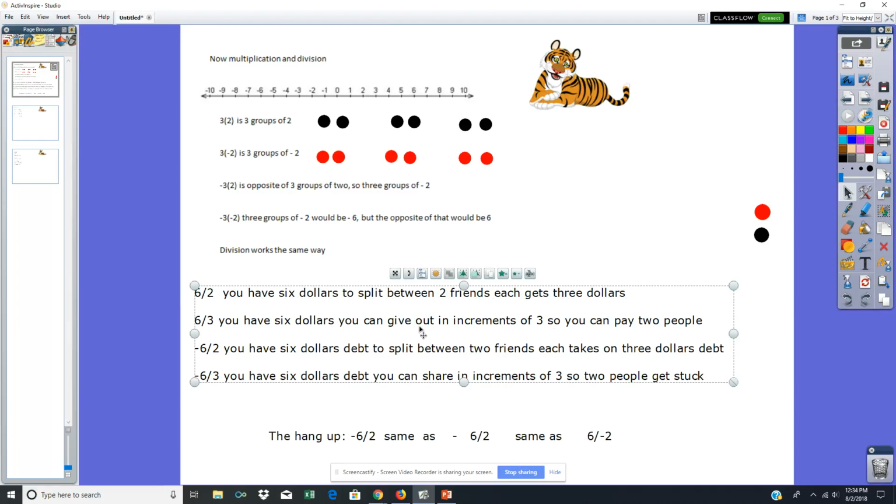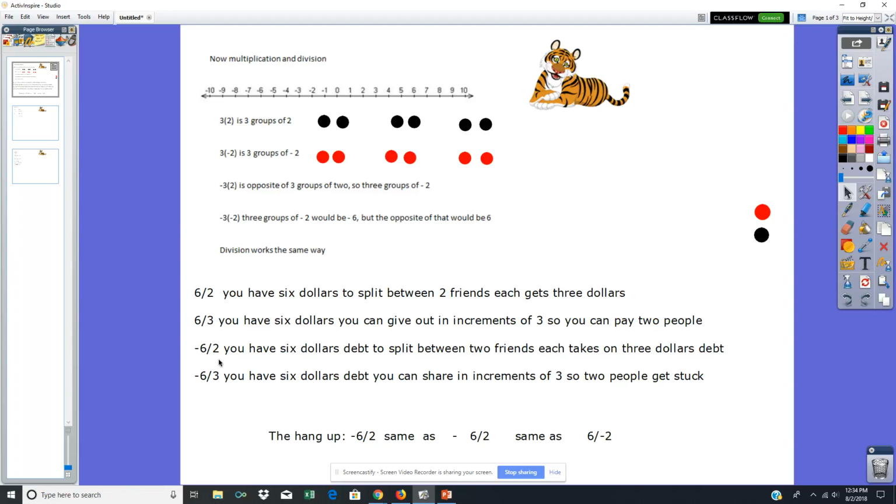Division works the same way. Notice we are still using the fraction symbol to indicate division. Fraction is splitting things up. So 6 divided by 2, you could have $6 to split between 2 friends and each gets $3. Or you have $6, 6 divided by 3. You can give them out in increments of 3, so you can pay 2 people.